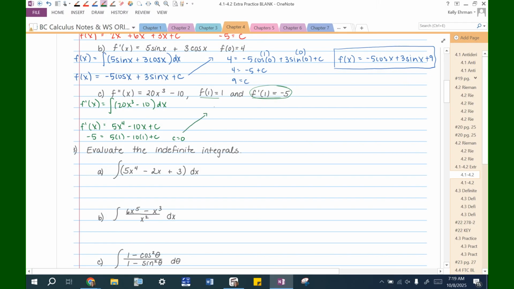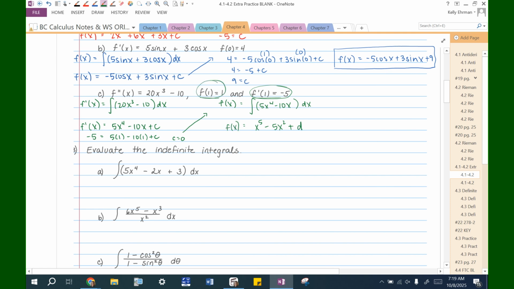Okay, so now I want to find f of x. And that's the integral of f prime of x. So the integral of 5x to the fourth minus 10x, and c was 0, dx. Right, so this is 5x to the fifth over 5 minus 10x squared over 2. And I don't want to use plus c again. I already did that, so pick another letter. I'm going to say plus d.